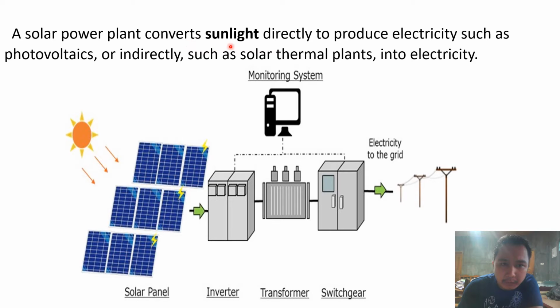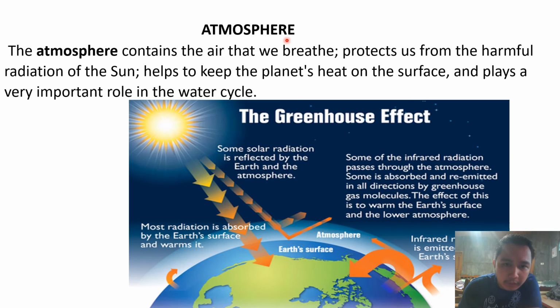A solar power plant converts sunlight directly to produce electricity, such as photovoltaics, or indirectly, such as solar thermal plants, into electricity. This is a solar or sun giving electricity to a solar power plant to convert electricity. Atmosphere. The atmosphere contains the air that we breathe, protects us from the harmful radiation of the sun, helps to keep the planet's heat on the surface, and plays a very important role in the water cycle.